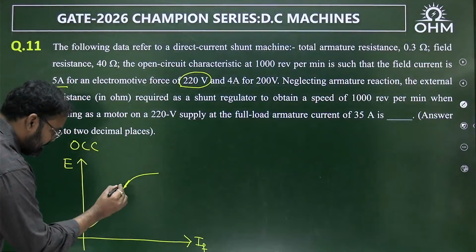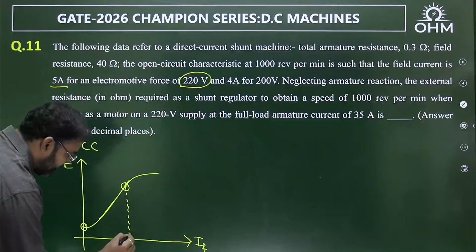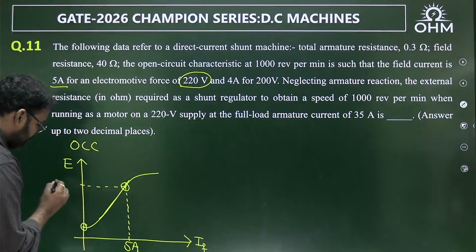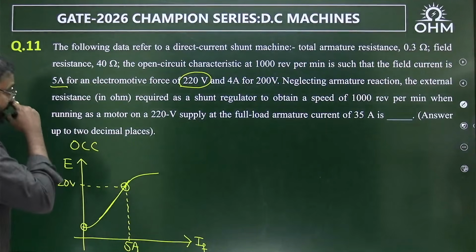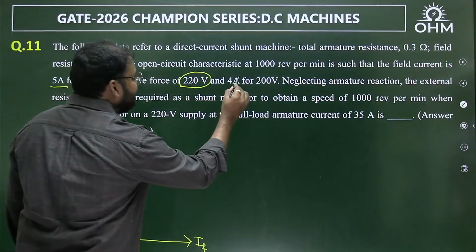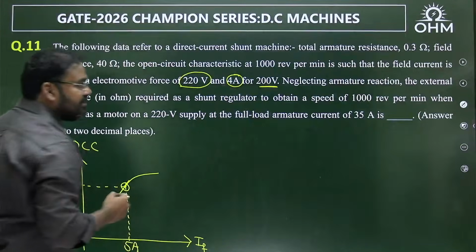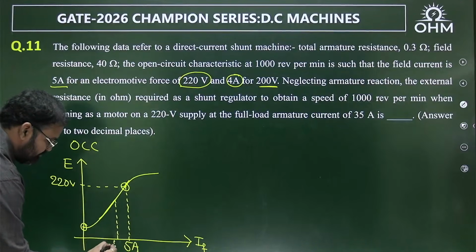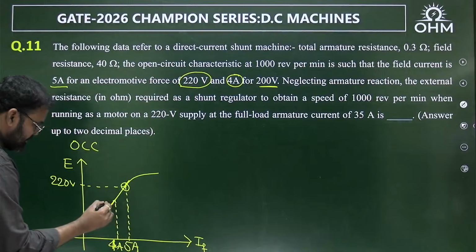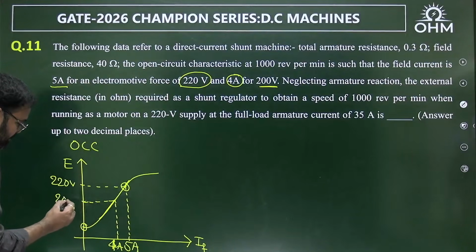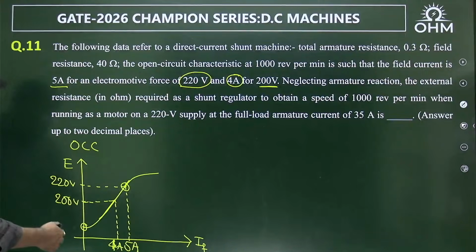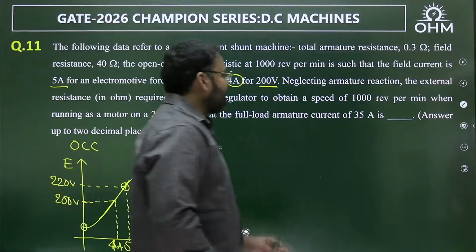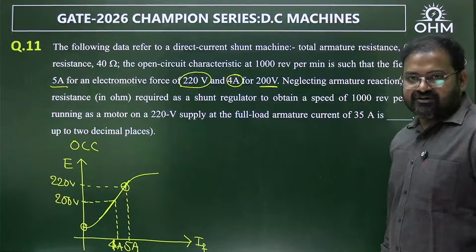Let's say this is the operating point. When the field current is 5 ampere, the EMF was equal to 220 volt. If the field current is reduced to 4 ampere, the EMF would have been reduced to 200 volt. So that you can understand the slope of this graph. Now, this is an open circuit graph that was given.